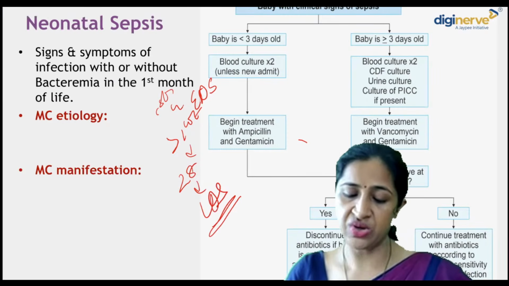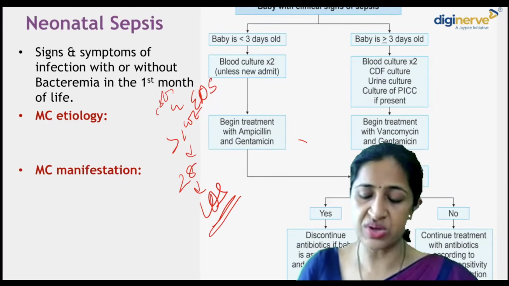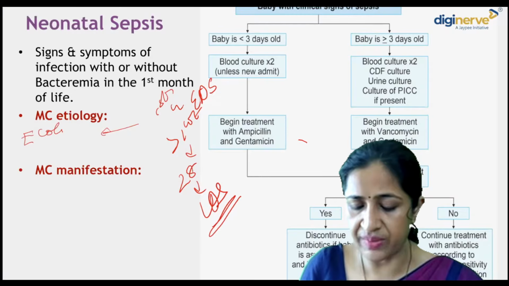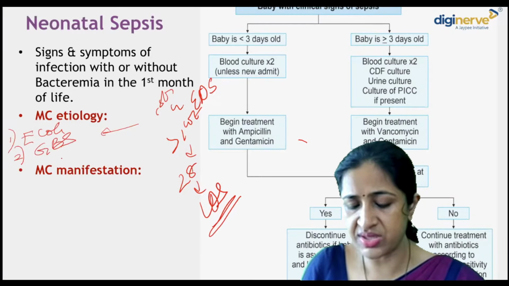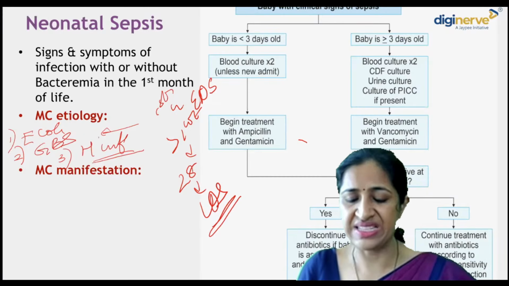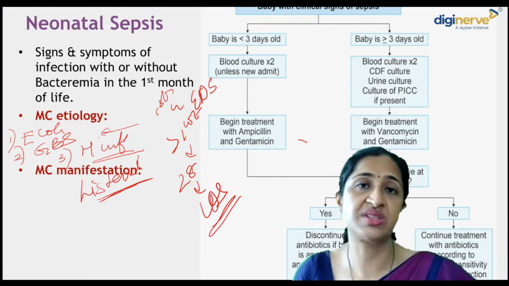Okay. So what is the most common etiology in early onset sepsis? This is what is commonly asked. In early onset sepsis, you have the maternal genital flora. So you have E. coli, group B streptococcus, and then H. influenzae, listeria. These are all early onset sepsis.